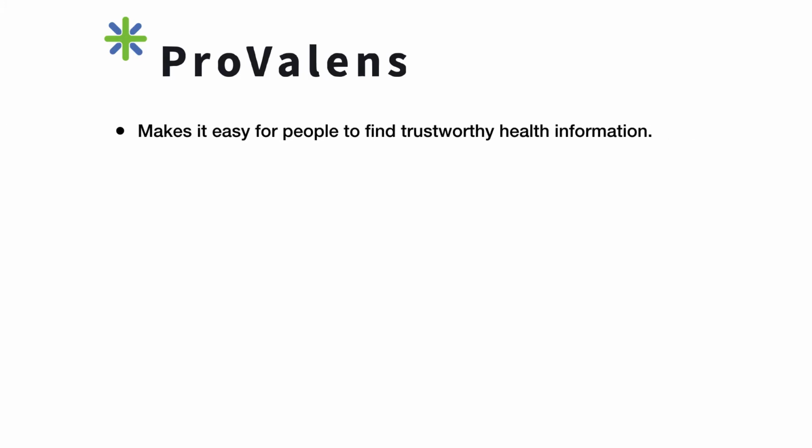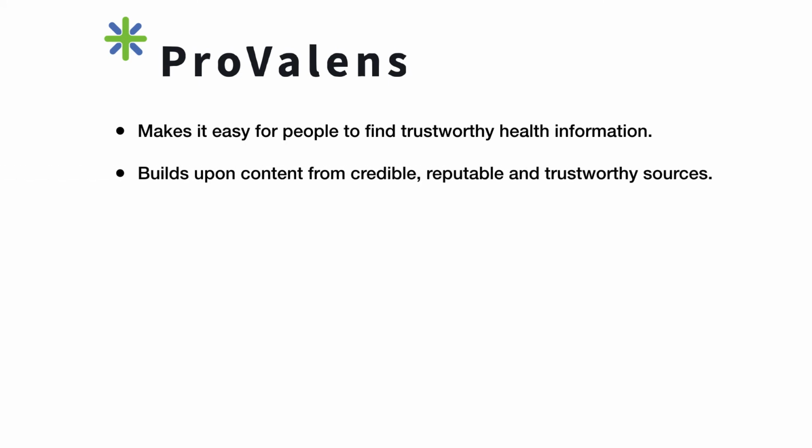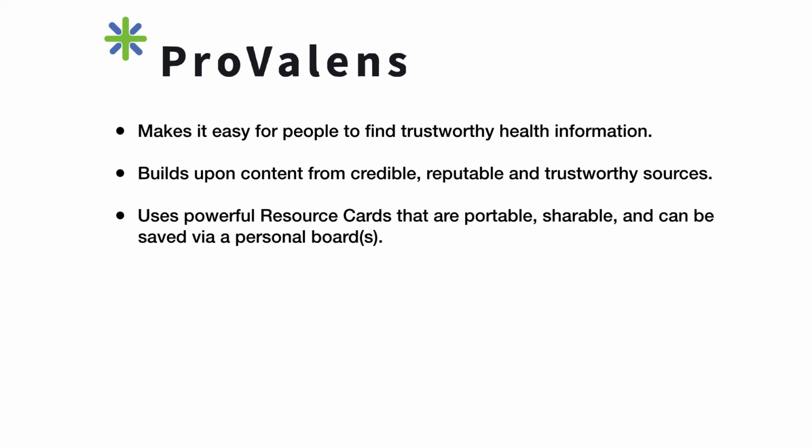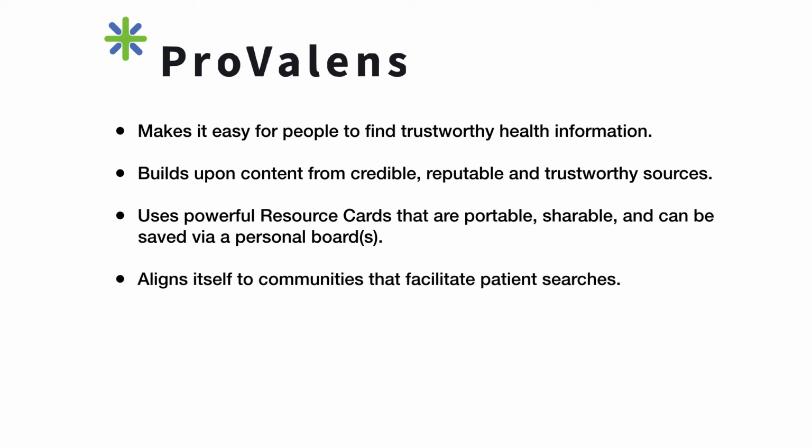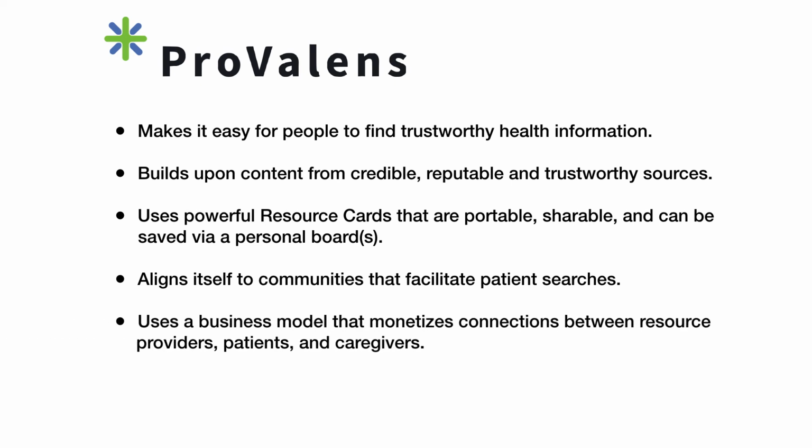In summary, Provalence makes it easy for people to find trustworthy health information. It builds upon content from credible, reputable, and trustworthy sources. It uses powerful resource cards that are portable, shareable, and can be saved via a personal board or boards. It aligns itself to communities that facilitate patient searches. And it uses a business model that monetizes connections between resource providers, patients, and caregivers.